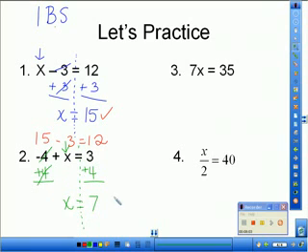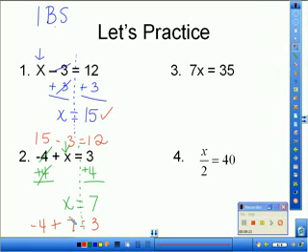X equals 7. Now, remember, you always want to go back and check your answer. So I'm going to rewrite the original equation, but I'm going to substitute the 7 in for the x. And let's see if it equals 3.